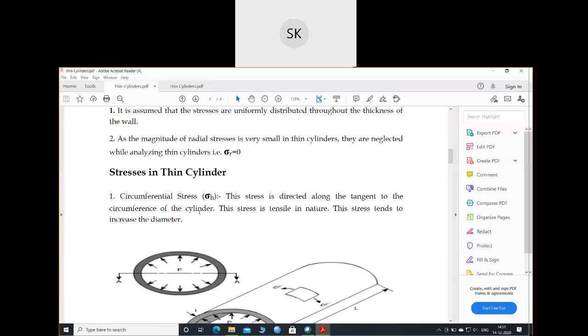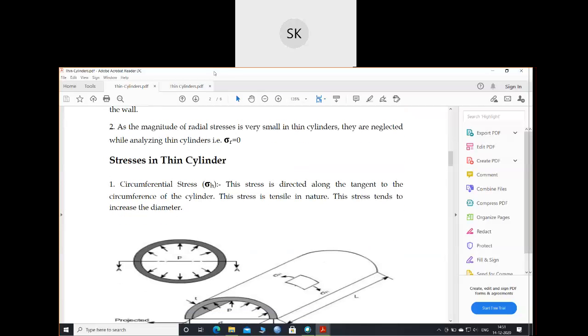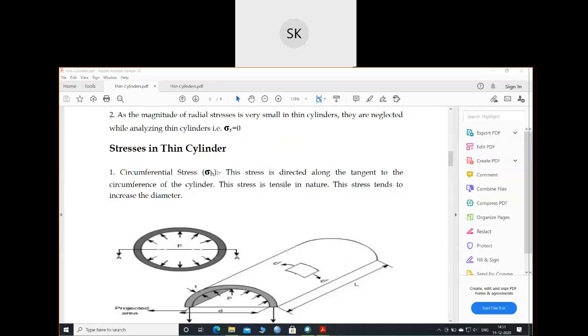So let's discuss the stresses in a detailed manner. Circumferential stress, or you can say hoop stress, is directed along the tangent to the circumference of the cylinder. As the name says, circumferential, so it will act along the surface. Okay, it will act along this surface. It is tensile in nature.